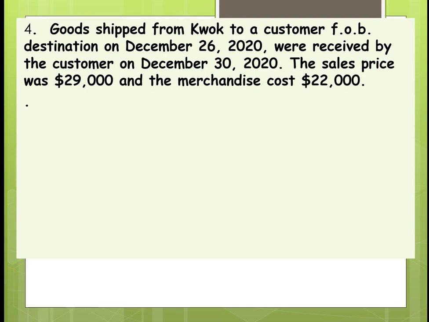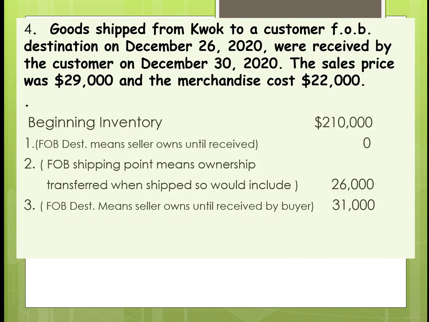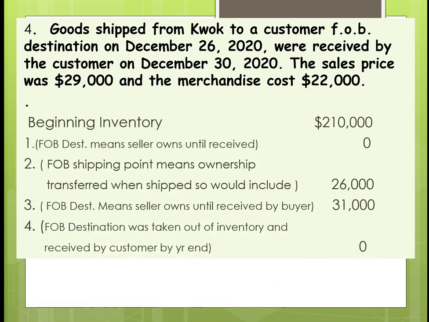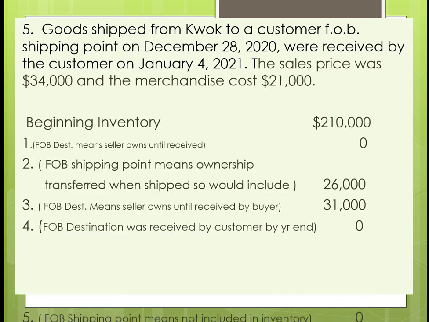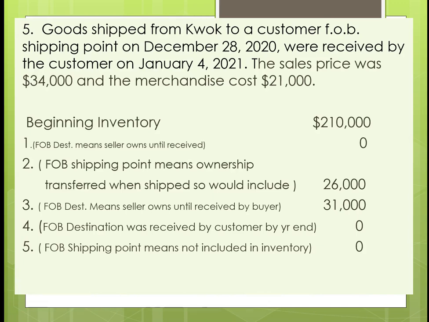Now, goods shipped from Quack to a customer FOB destination on December 26th, and they were received on December 30th. Now, since they were received within the year by the customer, then they would not be part of their inventory because ownership has passed. Now, goods shipped from Quack to a customer FOB shipping point on December 28th were received by the customer on January 4th. Now, here's the thing. It's shipping point, so the minute it left the dock on December 28th, it became the property of the person who bought it.